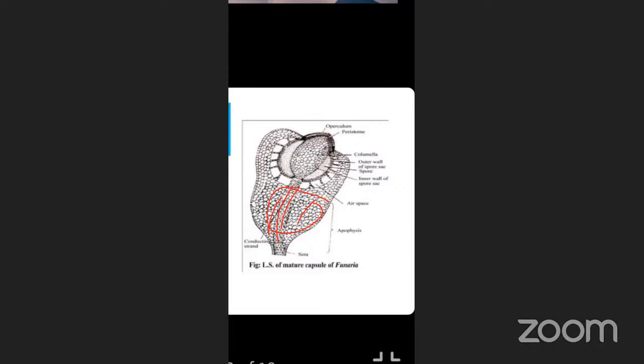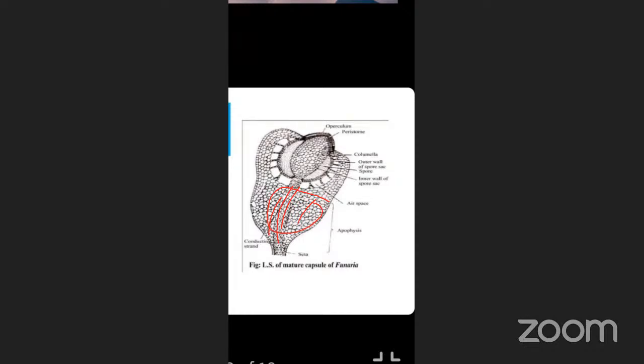Okay, the outer amphithecium develops as the epidermis, photosynthetic tissue, and remaining spore wall. These are developed from the outer amphithecium. The amphithecium at the apex of the capsule forms the multi-layer operculum, which is also developed from the amphithecium only.